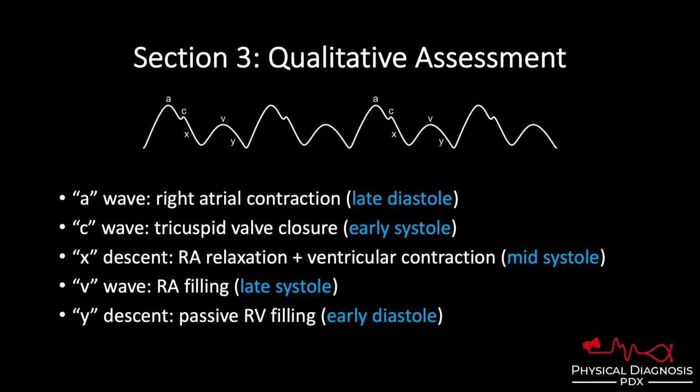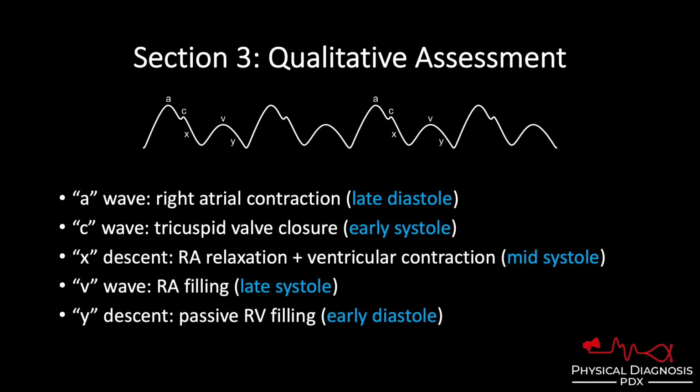When does right atrial contraction occur? It occurs at the end of diastole when the atrium is trying to squeeze that last bit of blood into the right ventricle. And it's important to orient yourself early on to the cardiac cycle here. At least it is for me. It's very helpful because I can use that to my advantage and go in order, and it helps me remember the next components of the waveform and what causes them. So we're in late diastole.